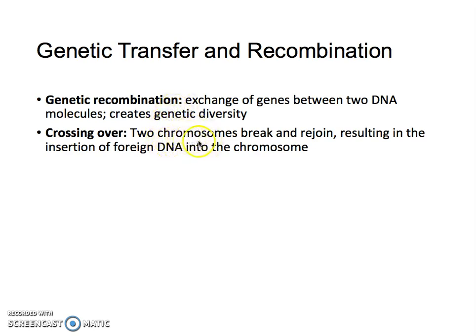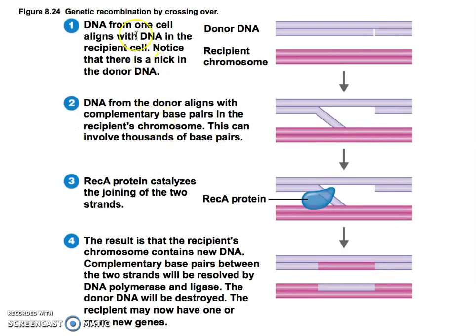Crossing over has two chromosomes that break and rejoin, resulting from the insertion. So here we have DNA from one cell that aligns with DNA from the recipient. Notice that there's a nick in the donor DNA. DNA from the donor aligns with the complementary bases from the chromosome. This can involve thousands of base pairs. A RecA protein catalyzes the joining of the two strands, and now we have a new gene in both. So you have crossing over, or genetic recombination.